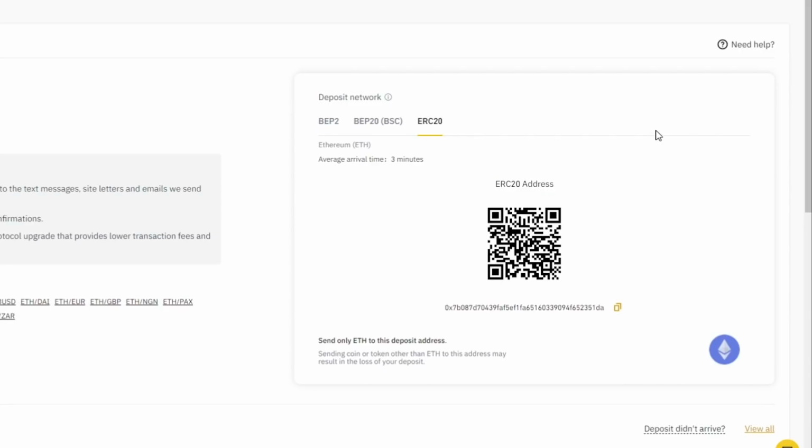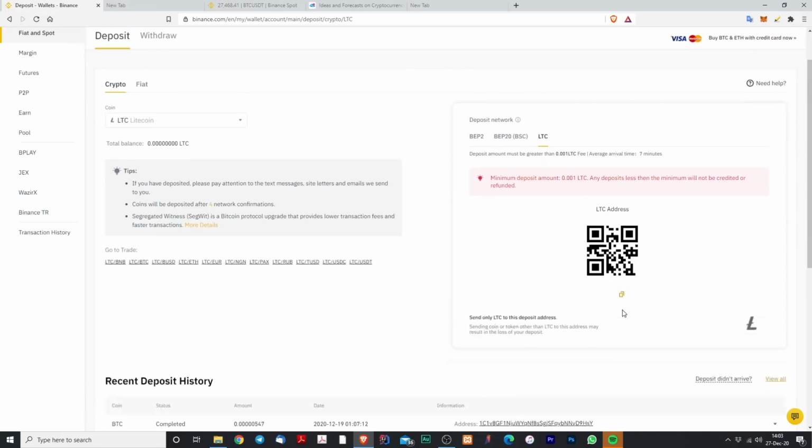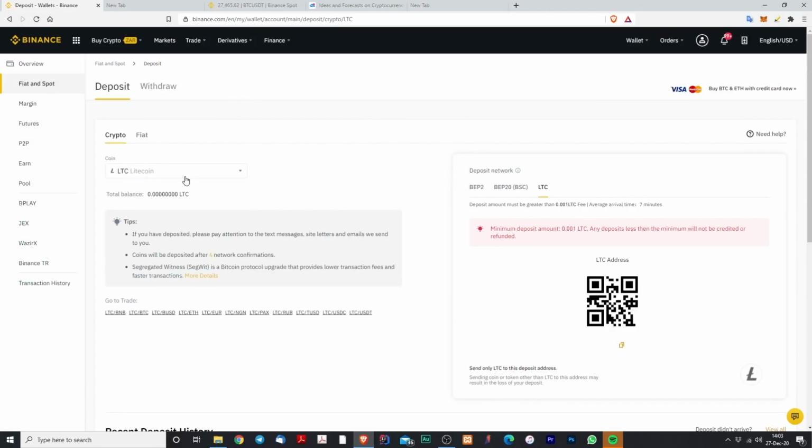So if I'm trying to send some crypto from Coinbase or another exchange, I simply have to scan on this screen to send into my Binance account, or copy this wallet address by clicking this little box here, and then I can send the Ethereum into Binance. And that's pretty much how you deposit from Binance.